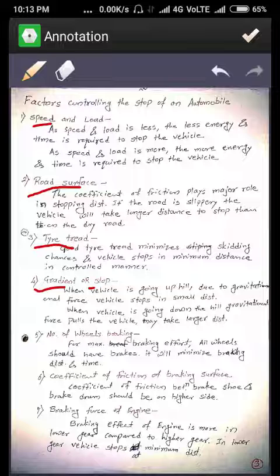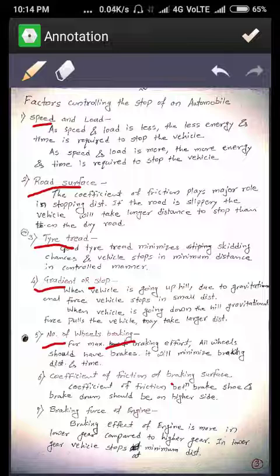Then we have the next: number of wheels braking. Consider a vehicle having six wheels, and the braking is applied only on two wheels. In the other case, the vehicle has six wheels and the braking force is applied on all six wheels. The vehicle which has the braking effort or braking action on a larger number of wheels has minimum stopping distance and minimum time as well.